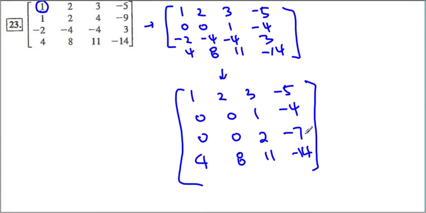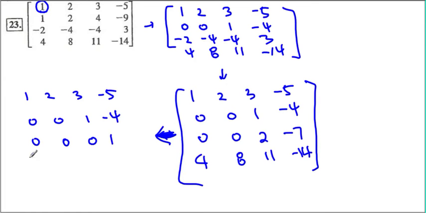What I can do now is double this one. I can multiply the second row by -2 and add it to this one. Then I'll be getting 1, 2, 3, -5, 0, 0, 1, -4, and then 0, 0, 0, because 2 minus 2 becomes 0, and then -7 plus 8 becomes 1 here. And 4, 8, 11, -14.